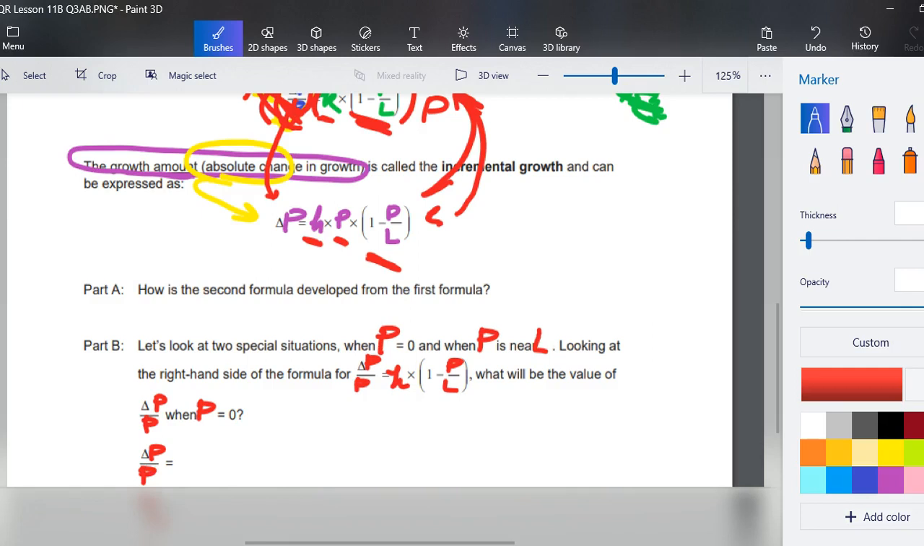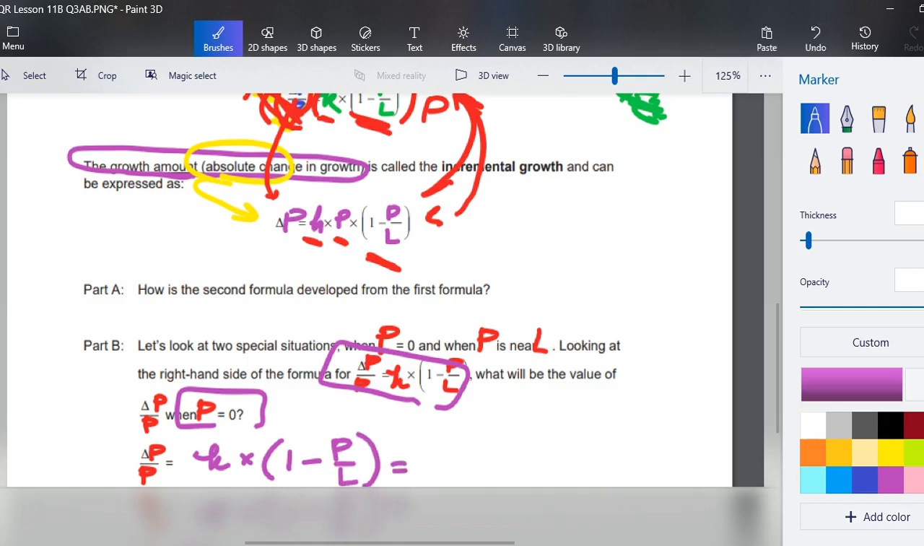That's the question, and so let's calculate it. What is all of this going to work out to be when P is 0? So delta P over P is K times 1 minus P over L. And the only thing they're giving us is, let P be 0. So I get a constant times 1 minus 0 over L. Well, 0 over L becomes 0. 1 minus 0 becomes 1. And K times 1 just turns out to be the constant of proportionality.